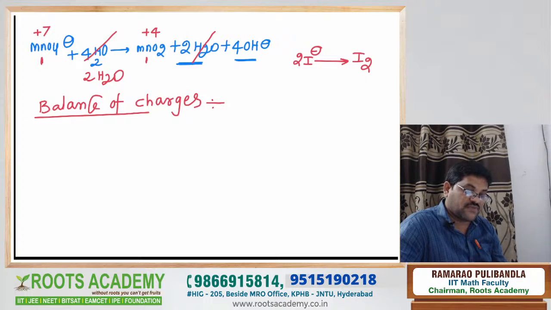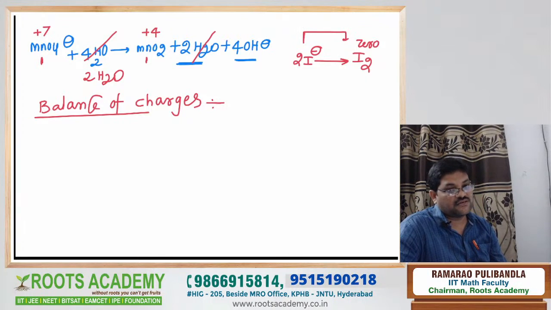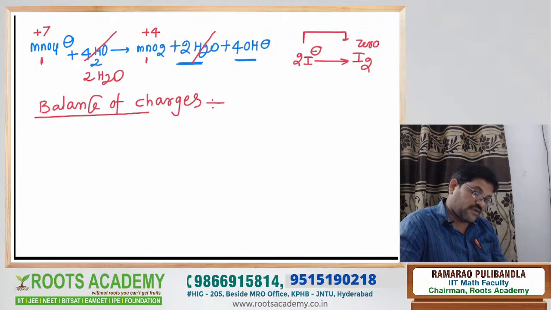So 2 into minus 1 is minus 2. So I2 is 0. So minus 2 becomes 0. Oxidation by 2 electrons. 2 into minus 1 is minus 2, 2 into 0 is 0. Oxidation by 2 electrons. That's why, reduction means gaining, oxidation means losing.